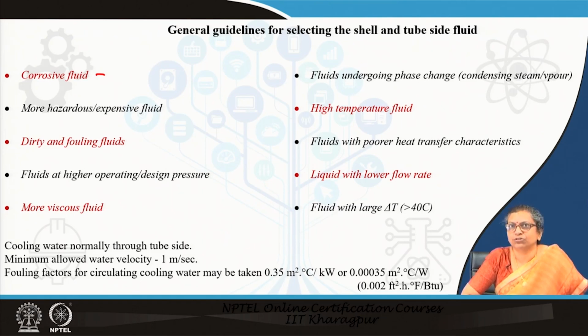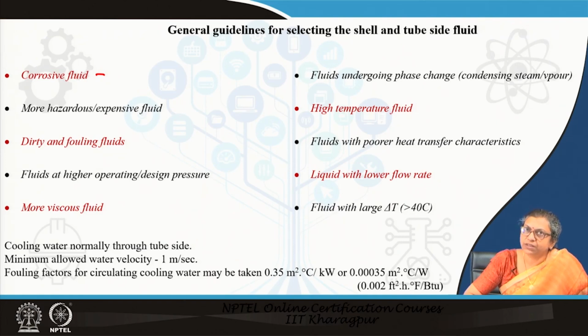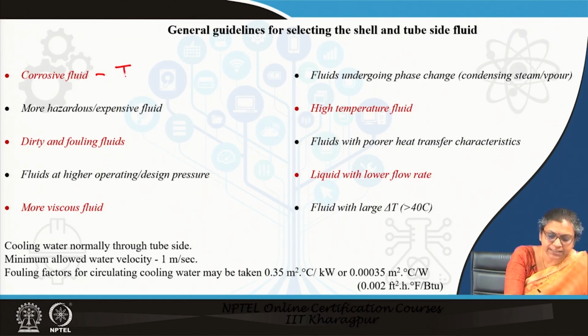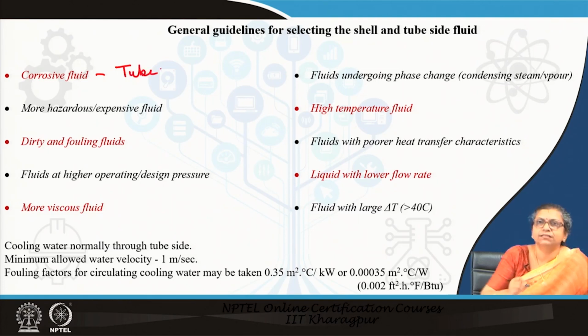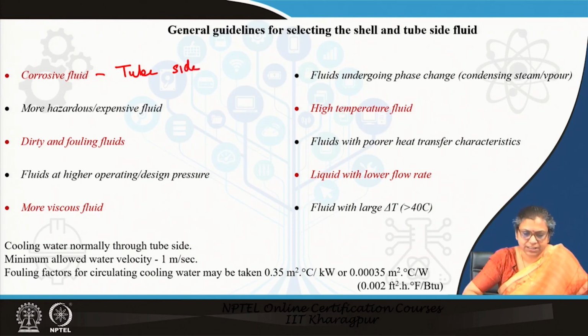Tubes are mostly bought out items, so that you can very easily replace them. In fact, you can take out tubes without even opening the shell. So, naturally, if the tube inner surface gets corroded, it is at least better. So, therefore, it is more preferable as compared to the shell side, rather both the tube outer surface and the shell getting corroded. So, therefore, we would prefer to keep a corrosive fluid inside the tube.